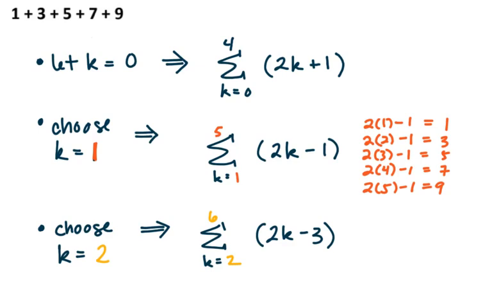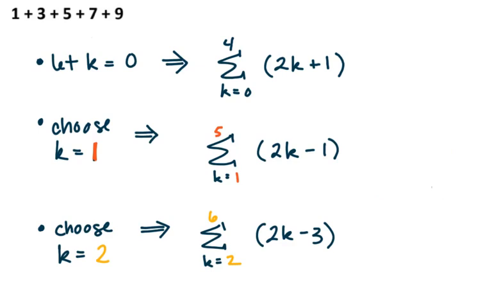All three of these summations give me the exact same answer for my sum. And all three of these would come together and equal 25. So they all are exactly the same. They just look different.